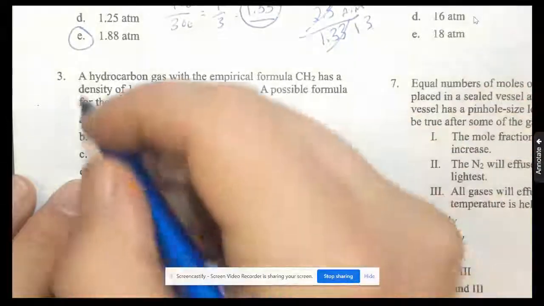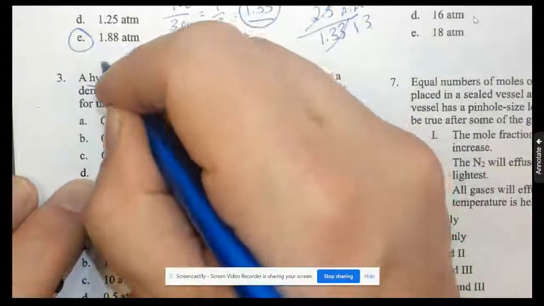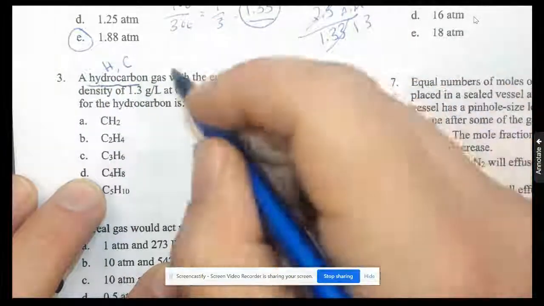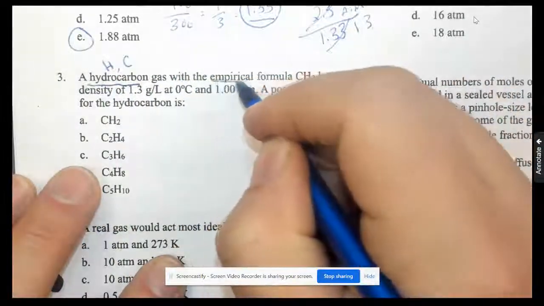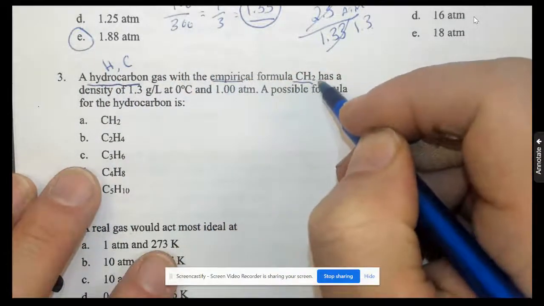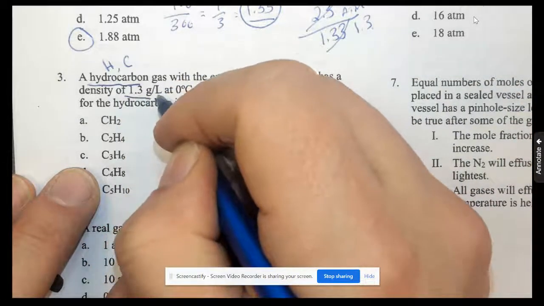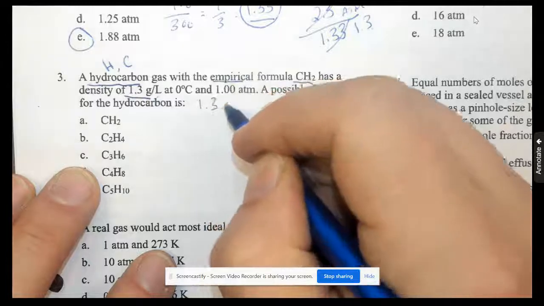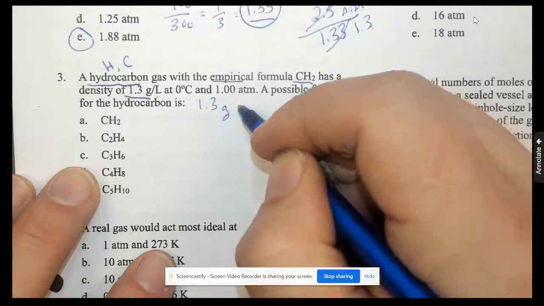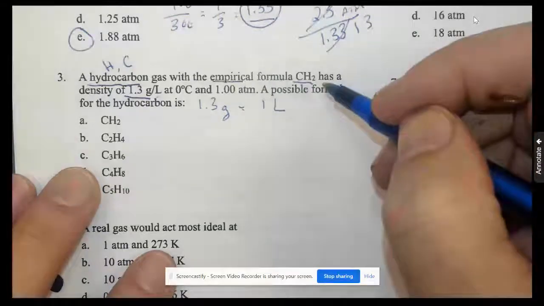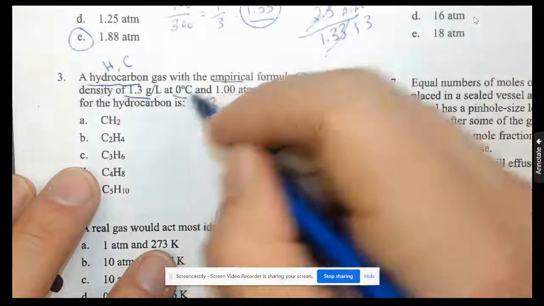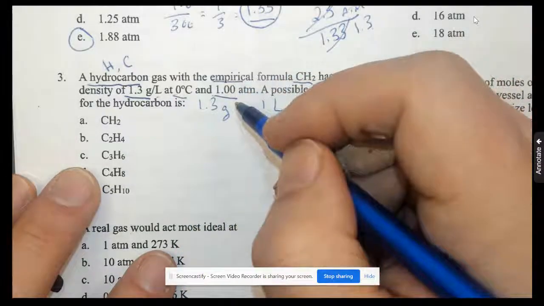Let's go to number 3. So we've got a hydrocarbon. That means it's made out of hydrogen and carbon with the empirical formula, that means simplest formula, CH2. We're told that it has a density of 1.3 grams per liter. That means there's 1.3 grams for every 1 liter at 0 degrees Celsius and 1 atmosphere.